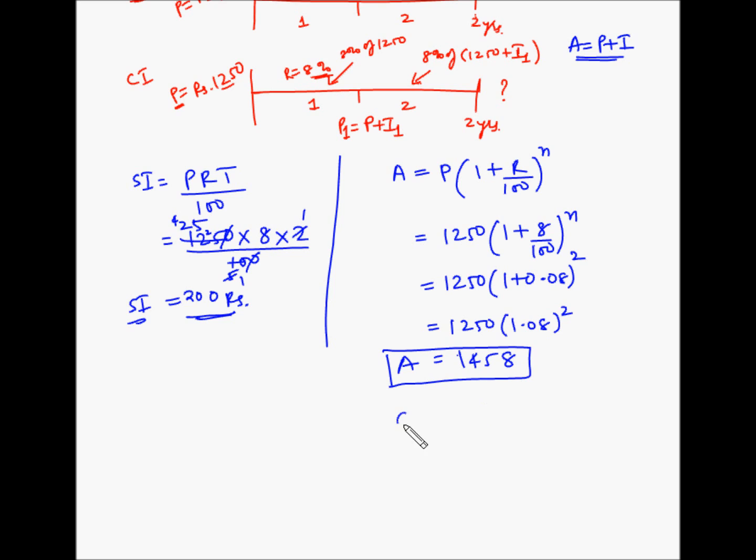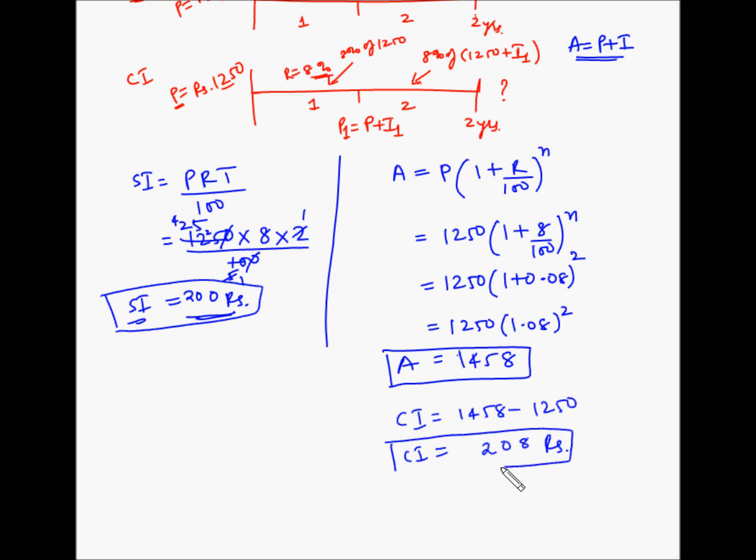So the compound interest is equal to the amount, which is 1458, minus the principal, which is 1250. So this is equal to 8 minus 0 is 8, 5 minus 5 is 0, 4 minus 2 is 2, and 1 minus 1 is 0. So the compound interest is 208 rupees. So the simple interest was 200 rupees and compound interest is 208 rupees.